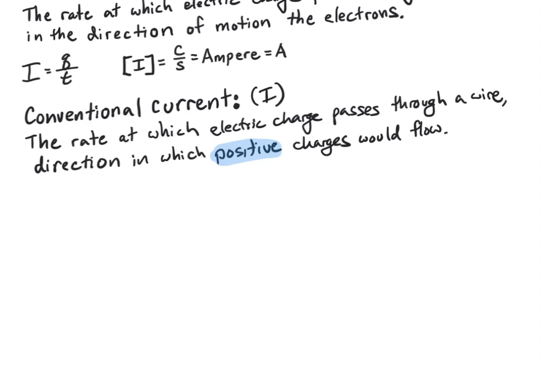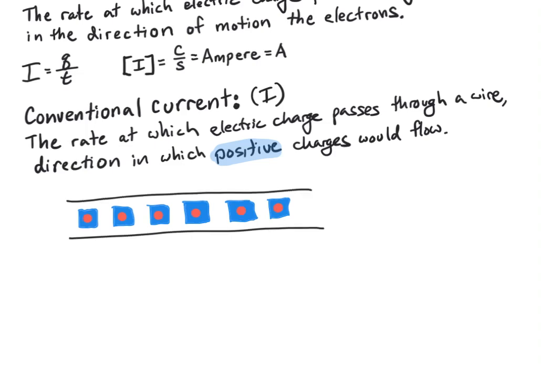So consider our atoms in our wire as blue boxes, positively charged blue boxes, and the electrons in our wire as little red dots. Now let's apply a potential difference to this wire with a low potential on the left and a high potential on the right, which will push the electrons to the right.